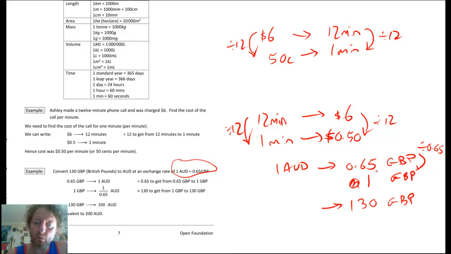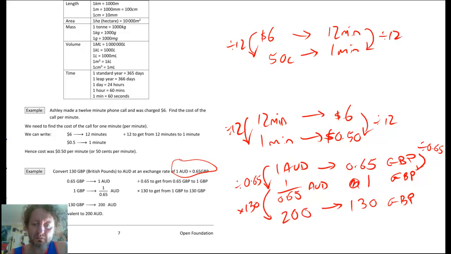If I get 1 AUD and divide it, I've got to do the same thing. So I'm going to get whatever the calculator says 1 on 0.65 is, AUD, is 1 GBP. And then to get from 1 to 130, I just times by 130. So it's a pure calculator exercise. That ends up saying, well, it's 200. So there was two ways to do it.